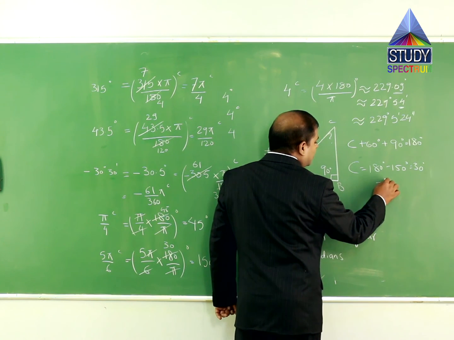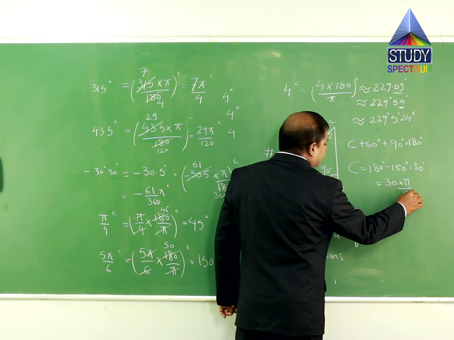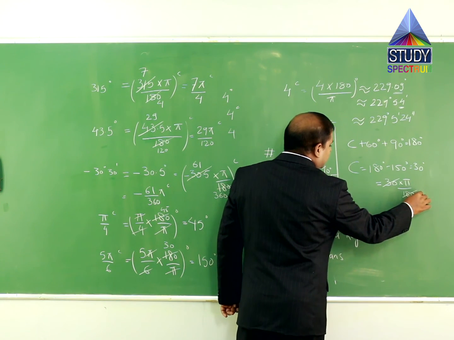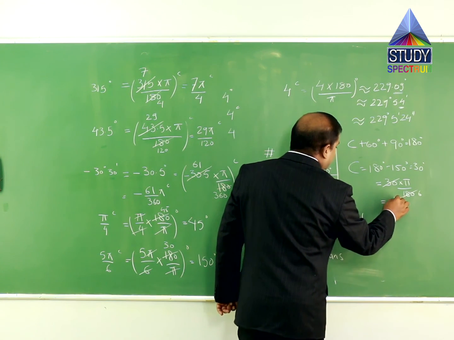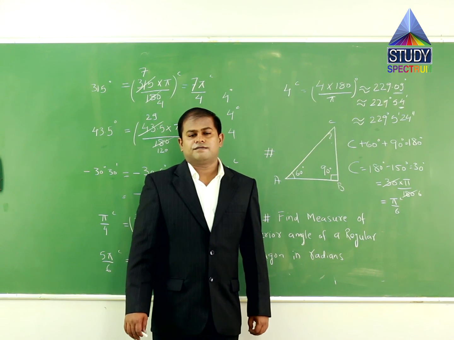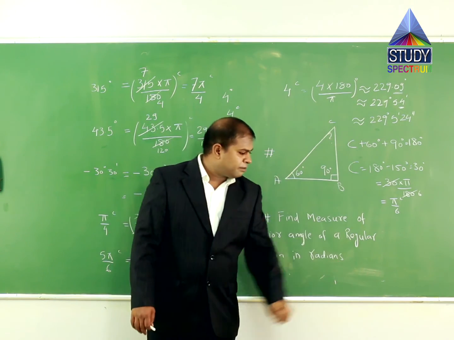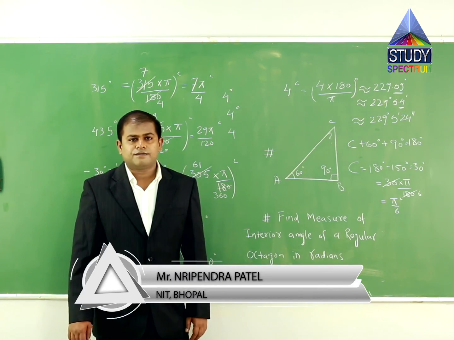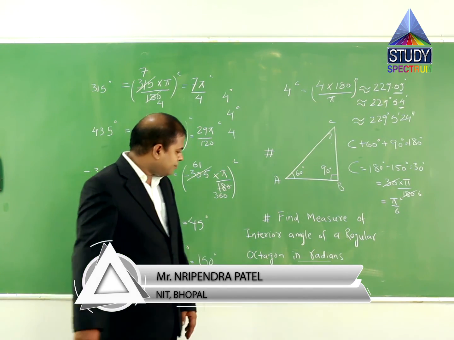Right? Then the question is, what will be the radian measure? So what I'll do is, I'll multiply this with pi by 180. Gets cancelled by 6. So the radian measure of the angle C is pi by 6 radians. Right? I'll repeat. The radian measure of angle C is pi by 6 radians. Okay. Now, moving to one more question.